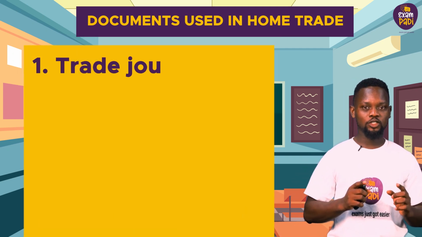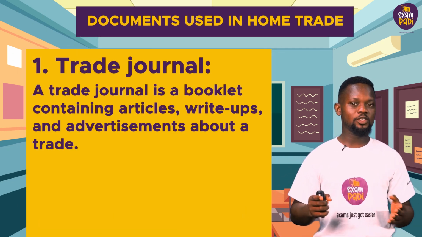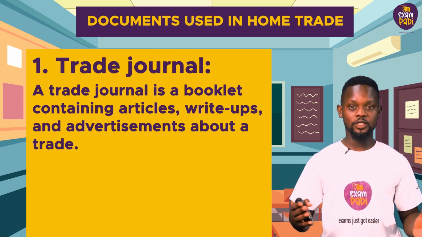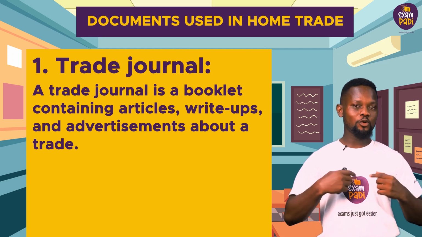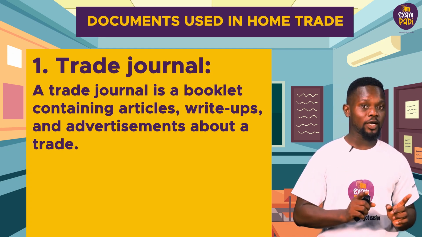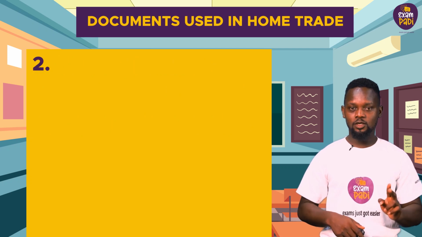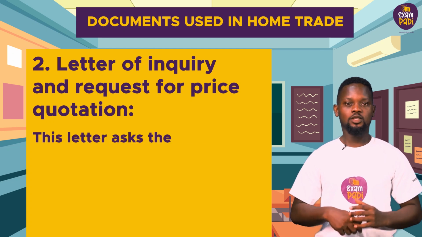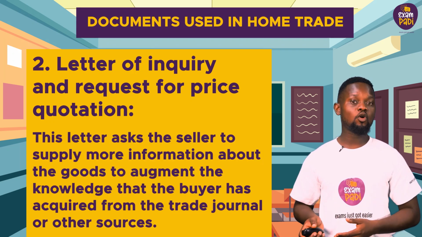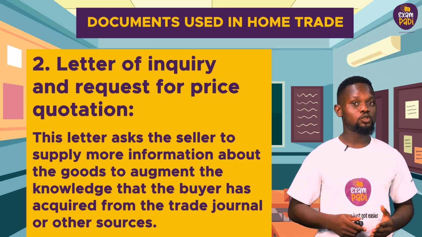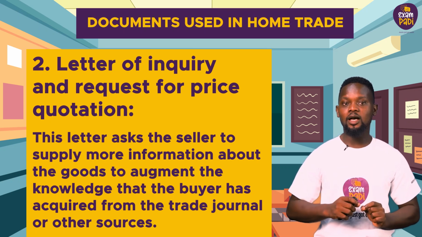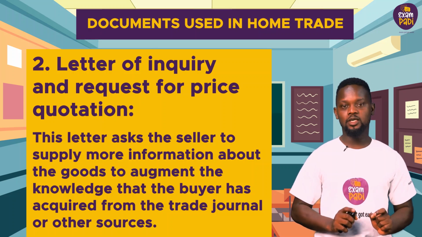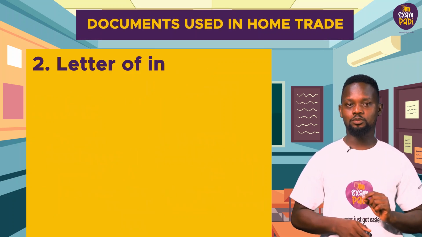Number 1. Trade journal. A trade journal is a booklet containing articles, write-ups, and advertisements about a trade. Thus, it provides new information and products for potential buyers on various items. Number 2. Letter of inquiry and request for price quotation. This letter asks the seller to supply more information about the goods to augment the knowledge that the buyer has acquired from the trade journal or other sources. At the same time, the letter may request a price quotation.